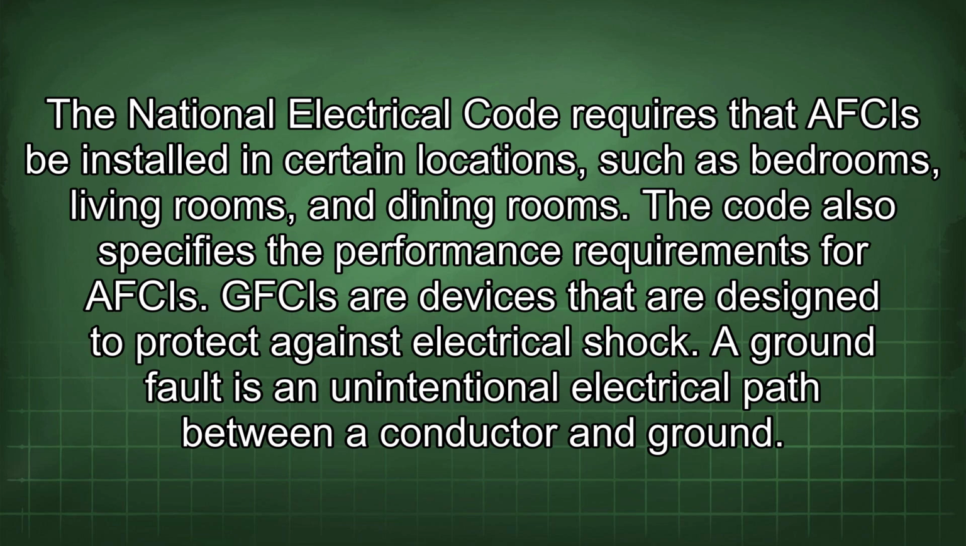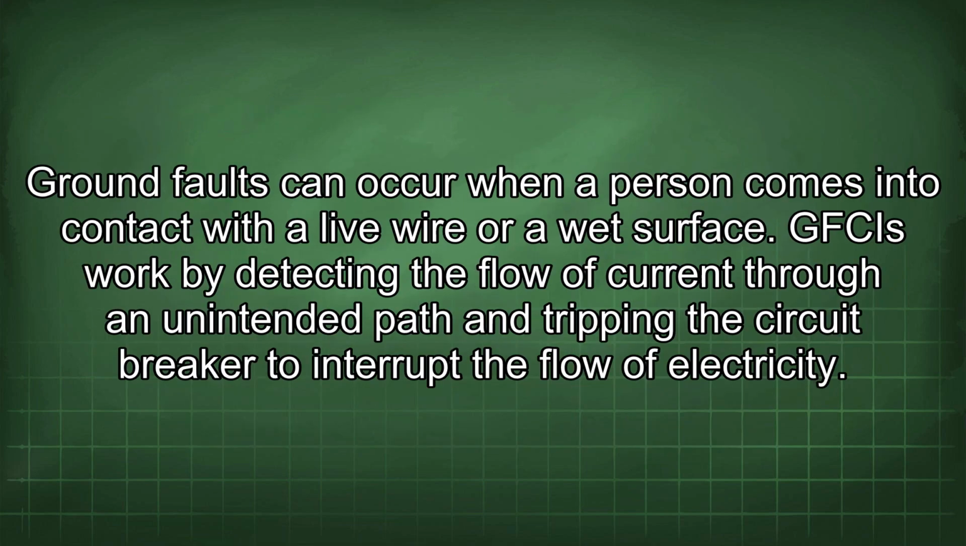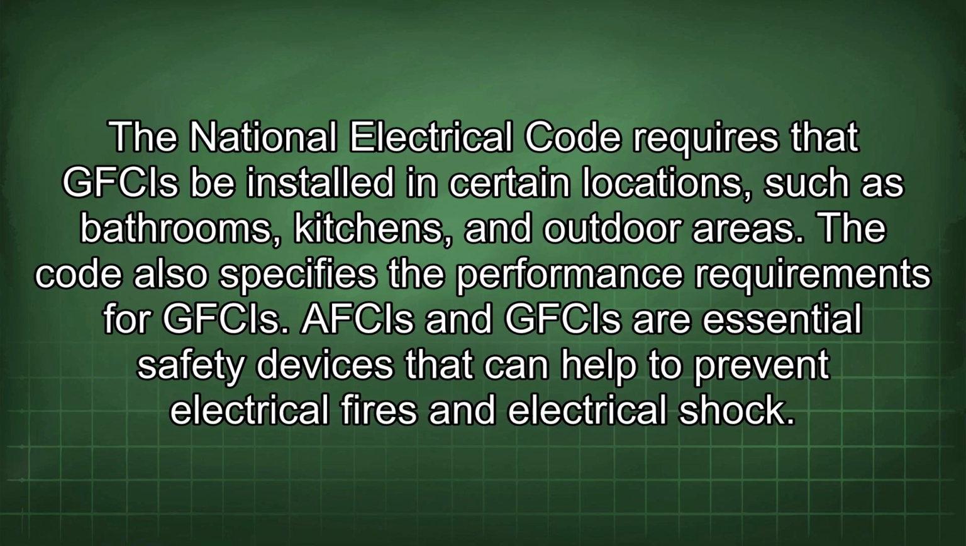GFCIs are devices that are designed to protect against electrical shock. A ground fault is an unintentional electrical path between a conductor and ground. Ground faults can occur when a person comes into contact with a live wire or a wet surface. GFCIs work by detecting the flow of current through an unintended path and tripping the circuit breaker to interrupt the flow of electricity. The National Electrical Code requires that GFCIs be installed in certain locations such as bathrooms, kitchens, and outdoor areas. The code also specifies the performance requirements for GFCIs.